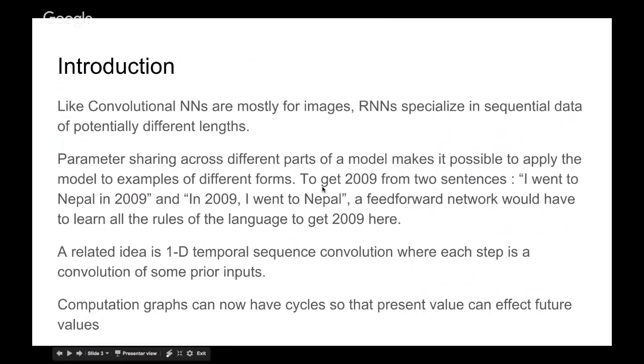And also what it helps with is that if, for example, we are trying to extract the year from these two sentences, "I went to Nepal in 2009" and "In 2009, I went to Nepal." If you feed it to a feedforward network, it will have to learn all the rules of the language to be able to say that the year is 2009. But in a recurrent neural net, these parameters are shared, so it's the same at every step.